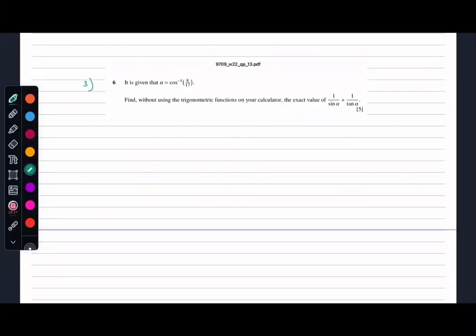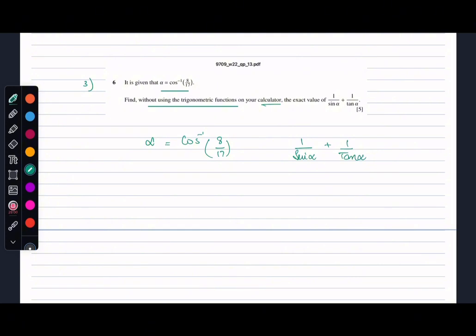So the next question is chosen from Winter 2022, Paper 1, Variant 3. This question says that it's given that alpha equals cos inverse 8 by 17. So it's given alpha which equals cos inverse 8 by 17. And we have to find, without using the trigonometric functions on the calculator, the exact value of 1 over sine alpha plus 1 over tan alpha. So this means I need to have the value of sine alpha and tan alpha.